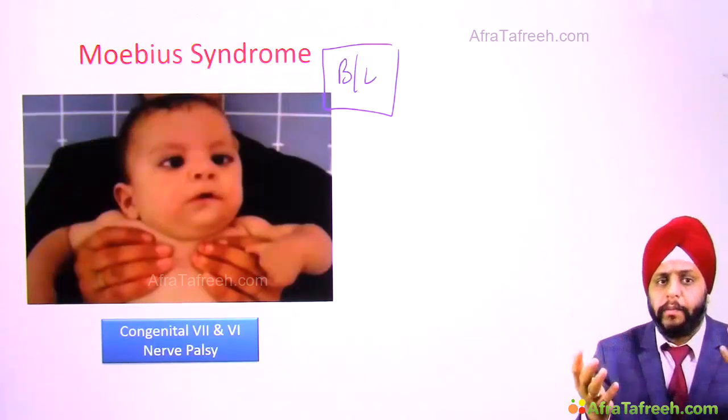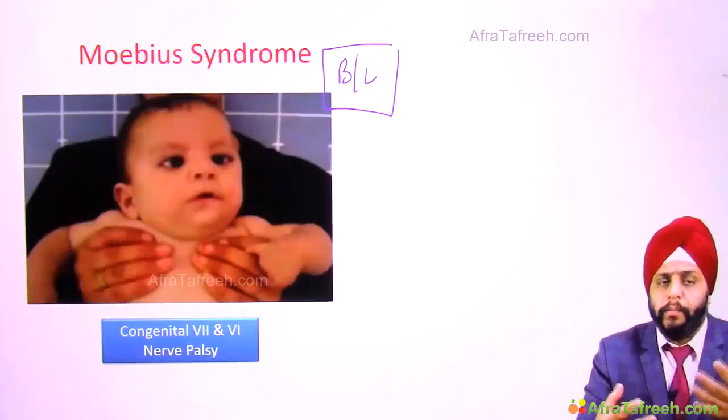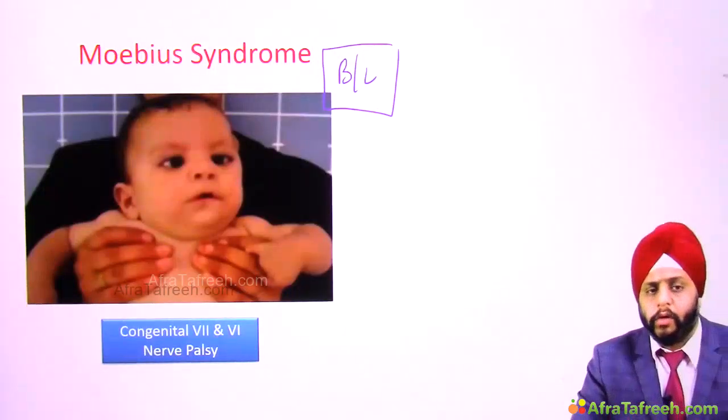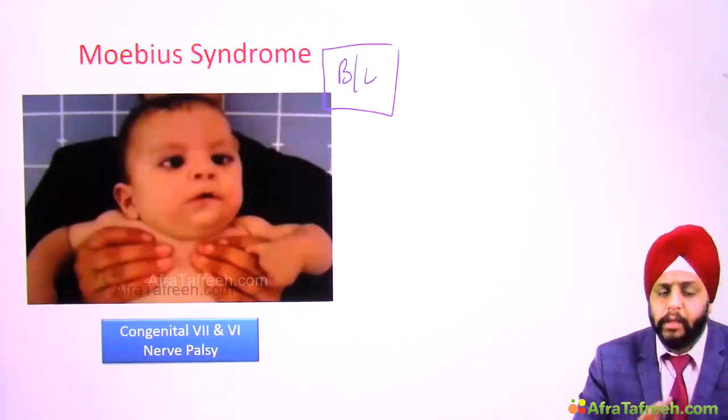The right side and the left side will be same. There will be no deviation because it's a bilateral palsy. So Mobius syndrome, most of the times it's a bilateral palsy, congenital 7th and 6th nerve palsy.